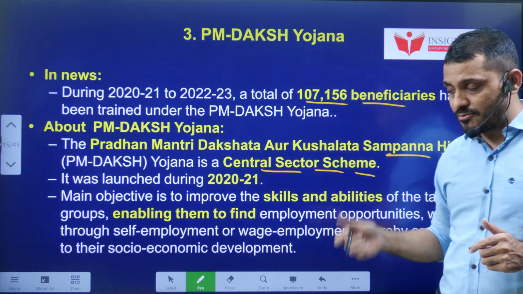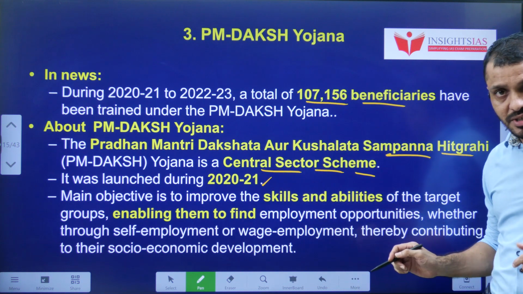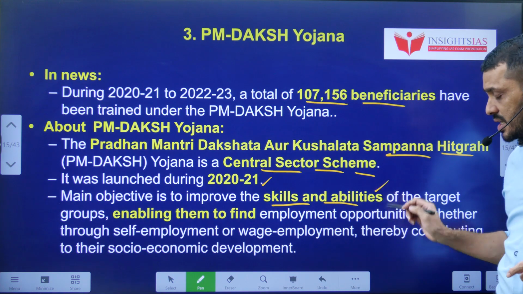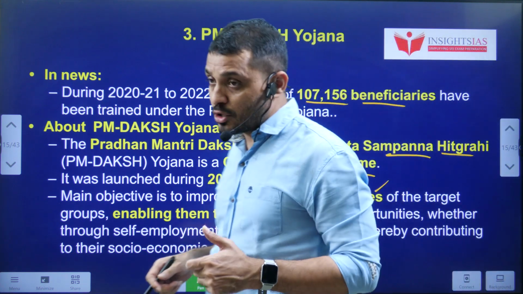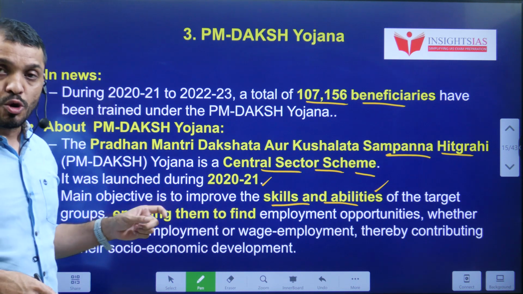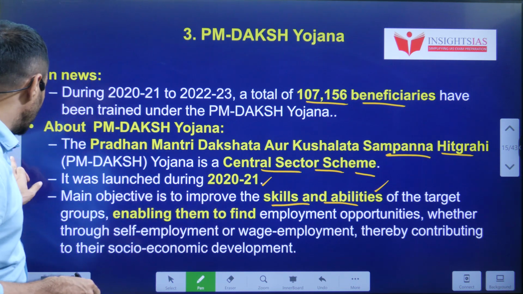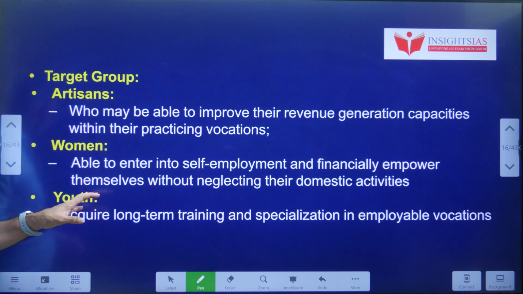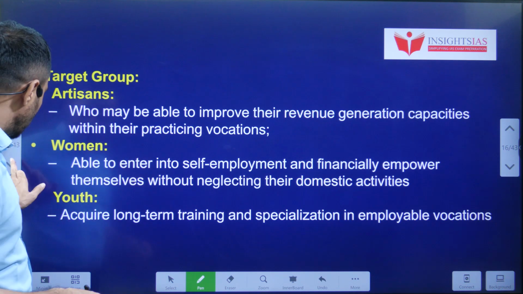This particular scheme was launched in 2020-2021. The scheme's main intention is to impart skills and abilities to the targeted groups so that their employability options can be improved and overall economic development can be possible. Who are the targeted groups? Artisans and women and youth. These are the targeted groups.